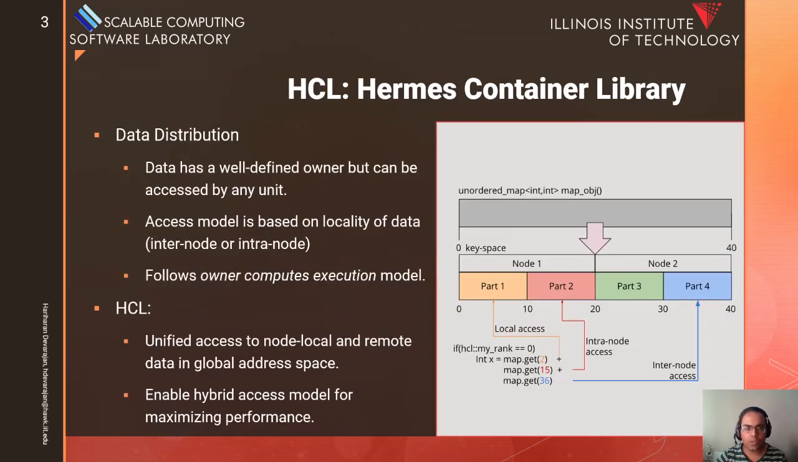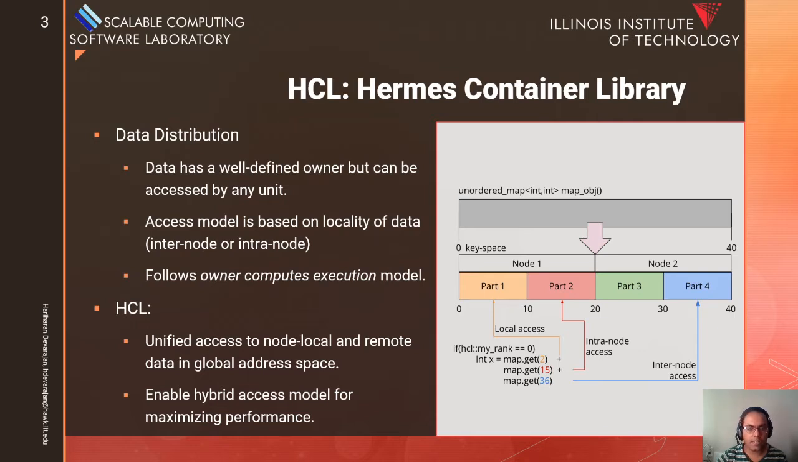Data distribution within HCL is user-defined using a key space defined using the std hash function. Additionally, for ordered datasets, the order is defined using the std less operator. As an illustrative example on the right, we can see the global virtual address space of an ordered map is in reality divided into multiple partitions.